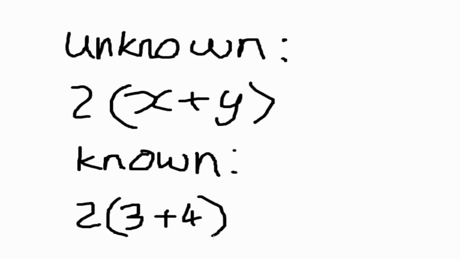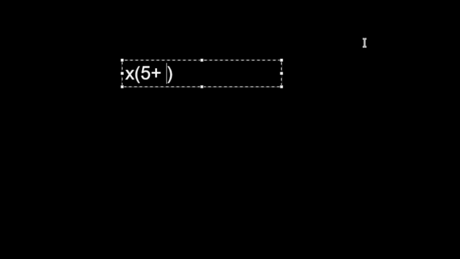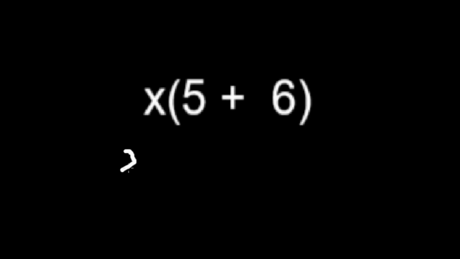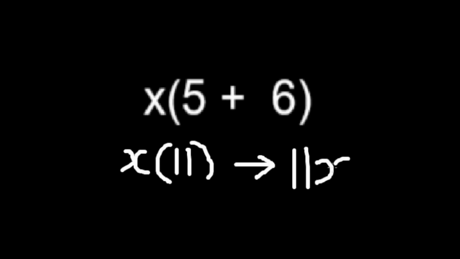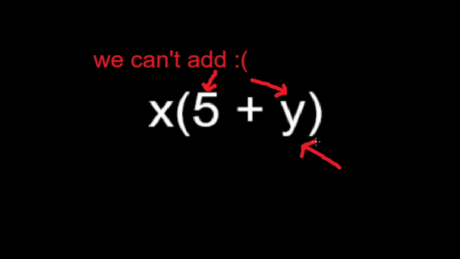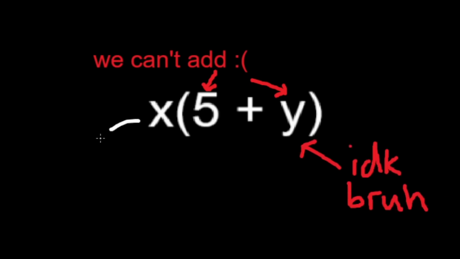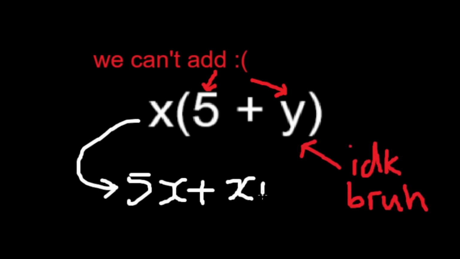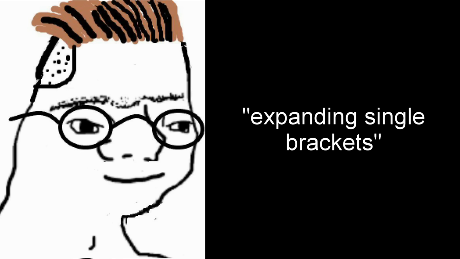But what does it mean for brackets to come first? Well, it depends if the expression has unknown variables within the brackets or not. For an expression like x(5 + 6), you would add the known values within the brackets, then expand it by multiplying it by x. But for something like x(5 + y), we can't add 5 to y at the start because we don't know what y is. So we just do the expansion to get 5x plus xy. This is known as expanding single brackets.